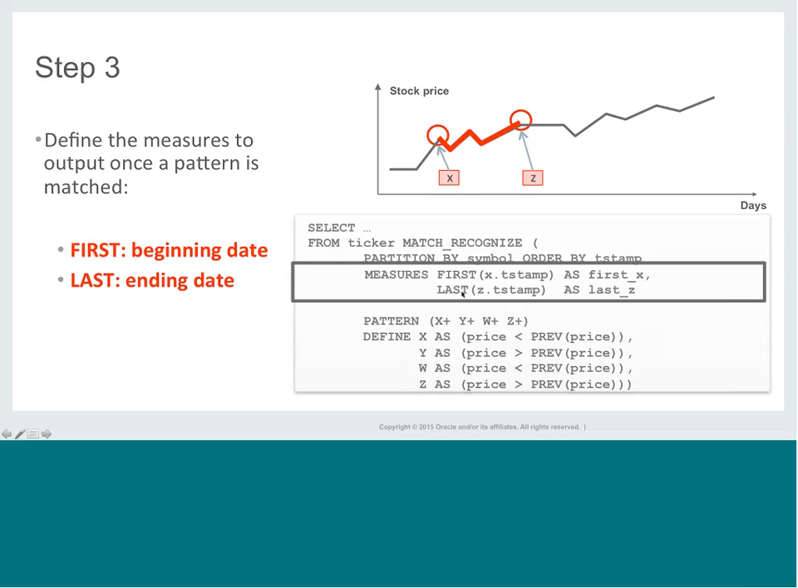And I'm going to use the last function, again, to grab the timestamp, this time for my variable Z, which defines the end, the last up that I'm going to find. So those are the two key variables that I'm going to pull out and return back to my select statement: the beginning date and the end date for my W.